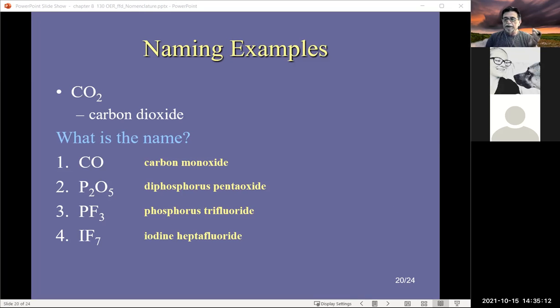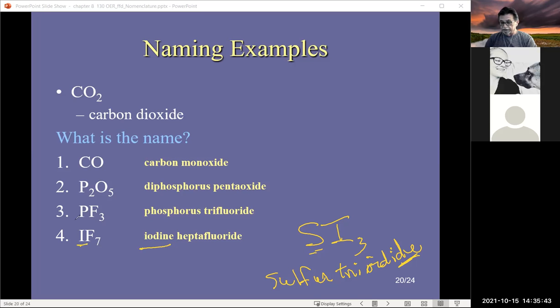Okay, let me give you an example of what I was trying to explain. What if it was sulfur and 3 iodide? So this would be sulfur triiodide. Okay, now it's iodide because it is bonded to the central atom. Here it is iodine because it is the central atom. Note the difference, okay?